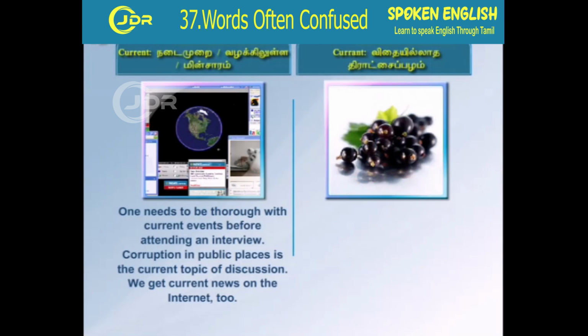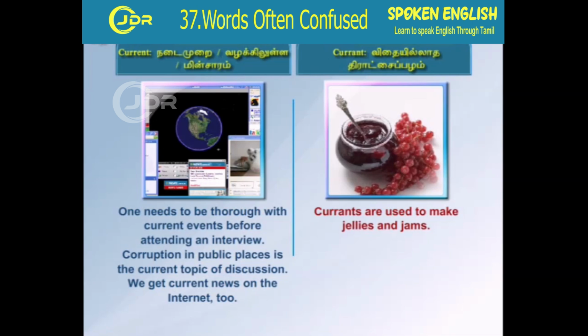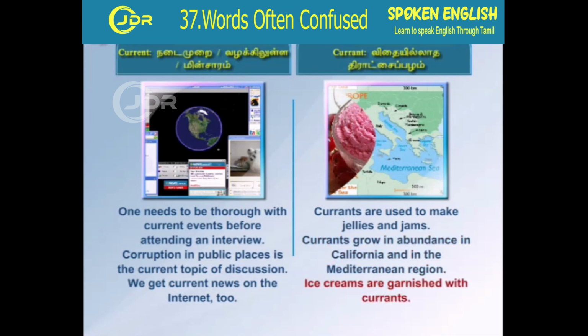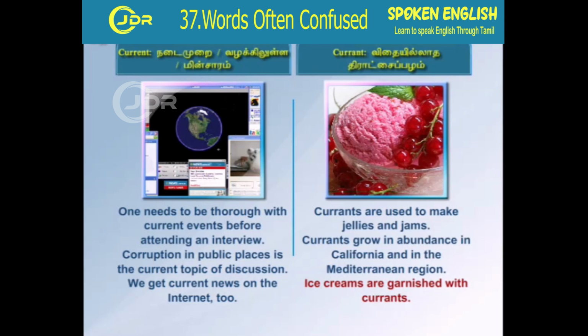Currant. Currants are used to make jellies and jams. Currants grow in abundance in California and in the Mediterranean region. Ice creams are garnished with currants.